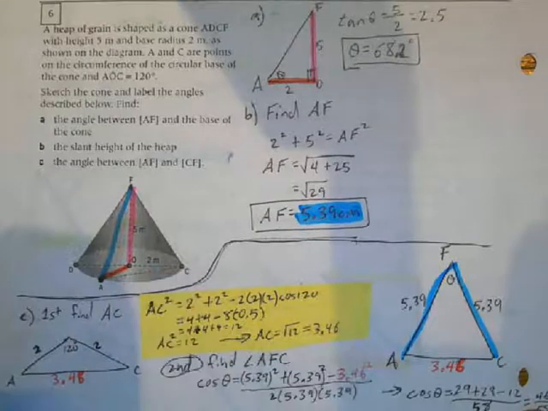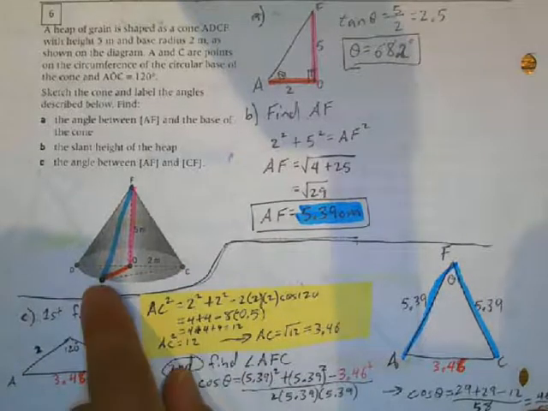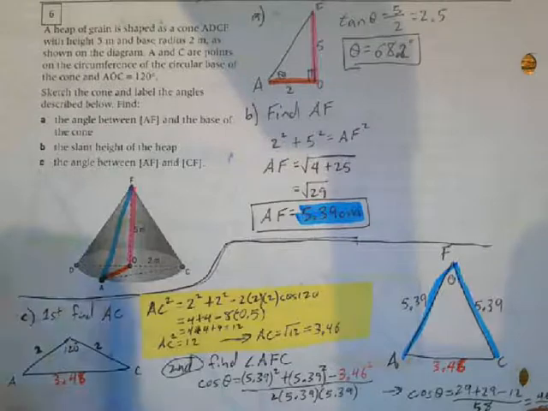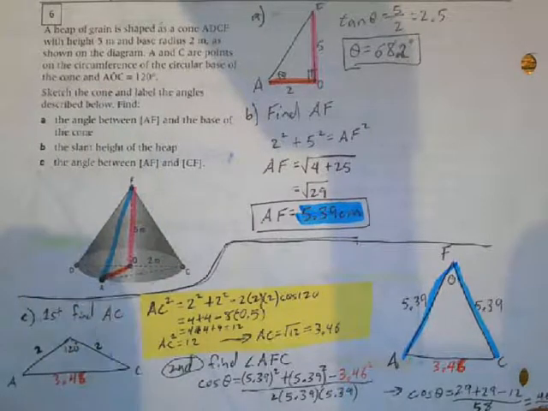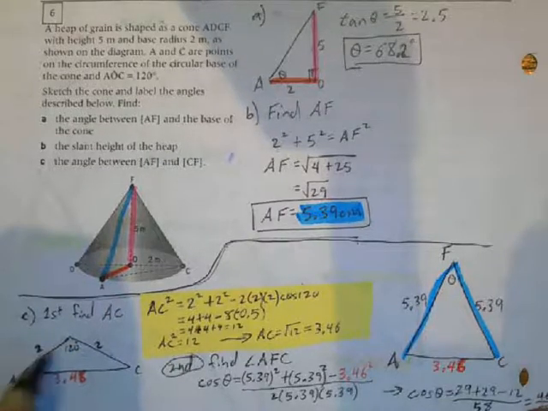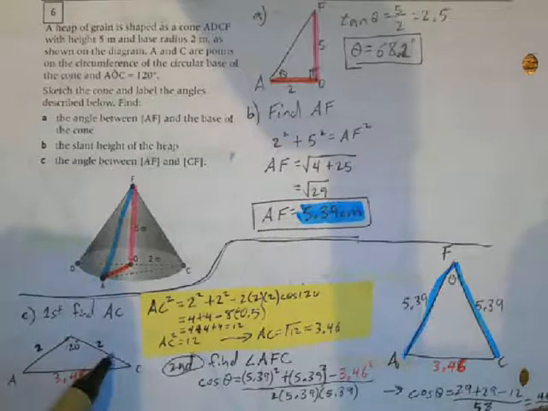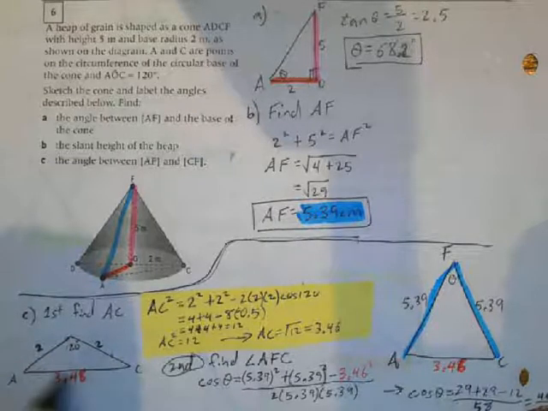So the first thing I did is I look at the base, and we know from this information here that the angle AOC, this angle right there, is 120. I redrew the triangle here of the base. And the radius is 2, so I know that's 2 and that's 2. And we're trying to figure out this length here.